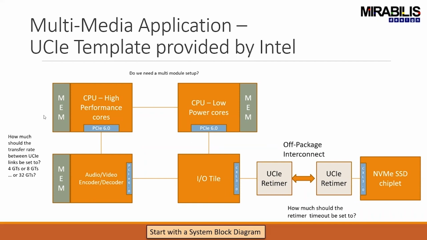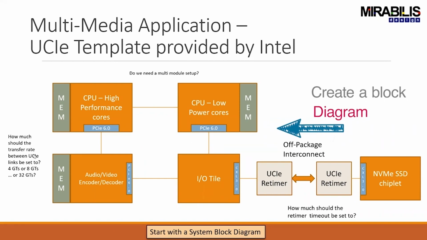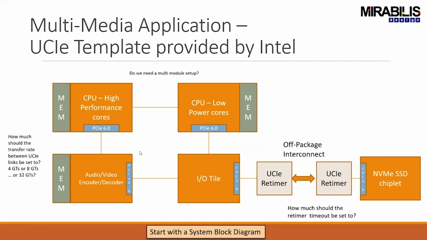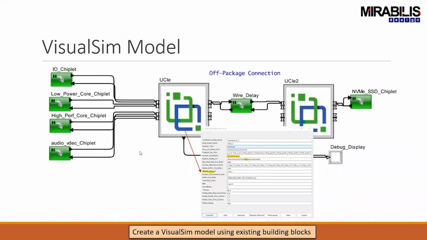So what you're doing is you create a block diagram that looks like this. Once you've created a block diagram that looks like this, the next step for you is to be able to create a model using the VisualSim environment. So VisualSim is an architecture modeling tool that provides you a large number of library components to allow you to create these different types of models.